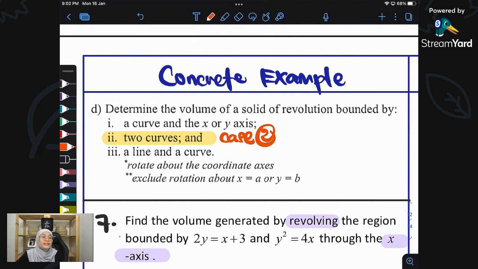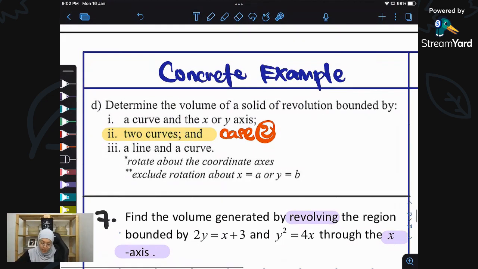We are now going to find the volume of a region bounded by the two curves. This is case number 2. So let's read the question first.